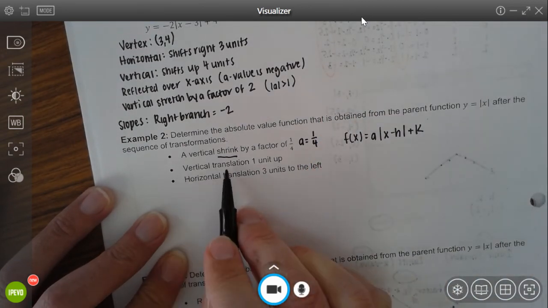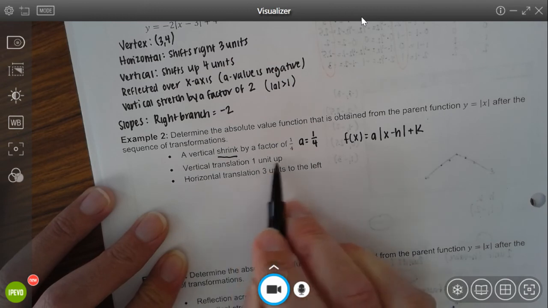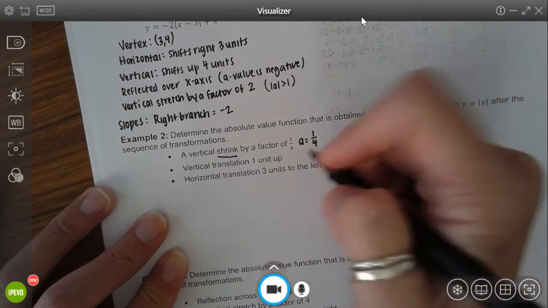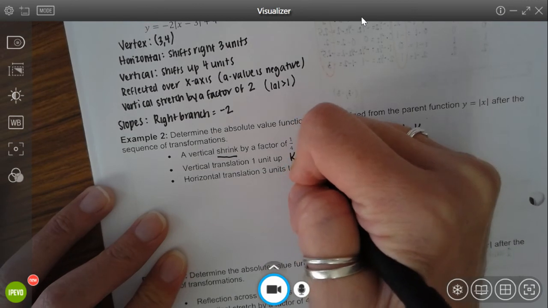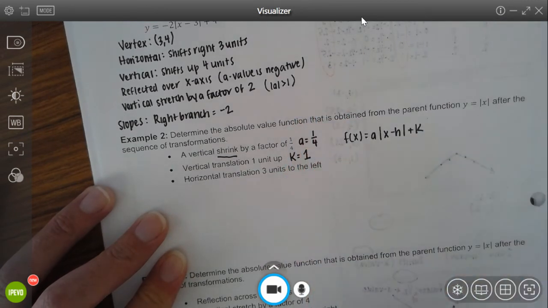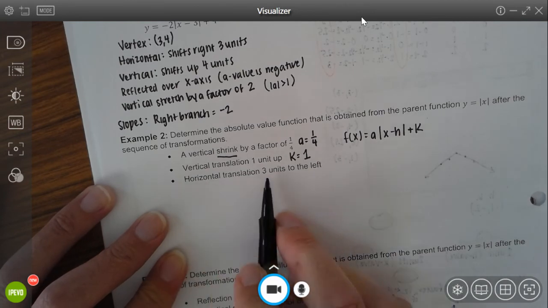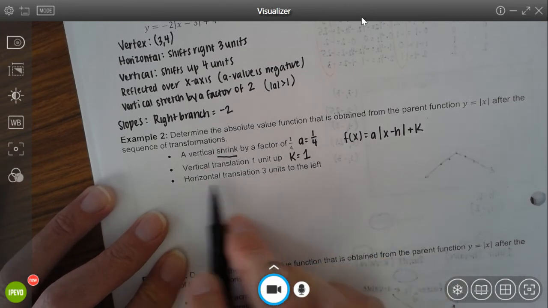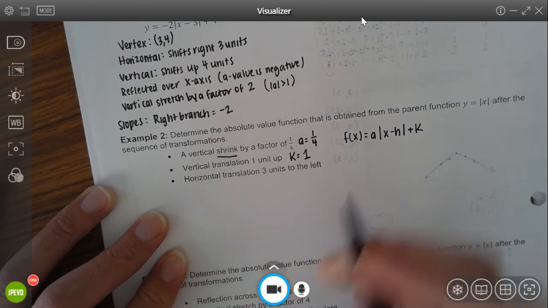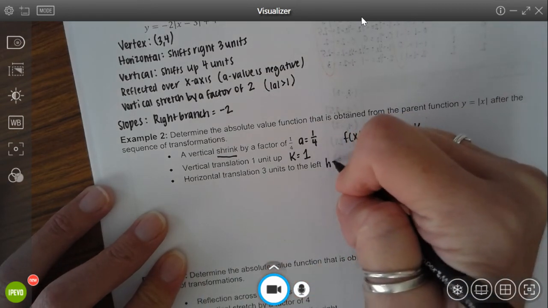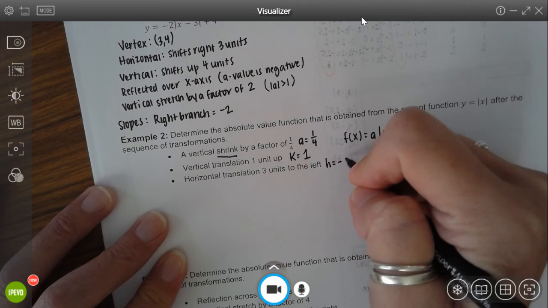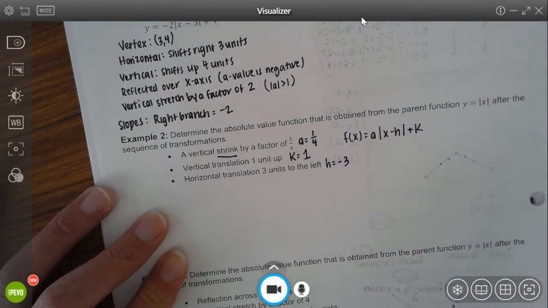A vertical translation 1 unit up. So if I'm moving up or down, that's talking about the k value. And since we're moving upwards, k is going to be +1. And then it's telling me I'm going to have a horizontal translation 3 units to the left. So we know that a horizontal translation, left or right, has to do with the h value. And since I'm moving to the left, it's going to be a negative. So h is going to be -3 here.